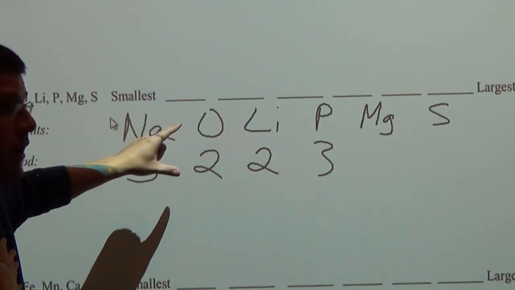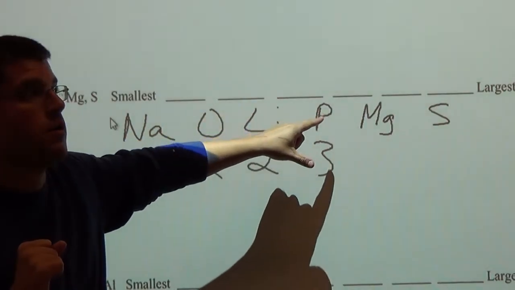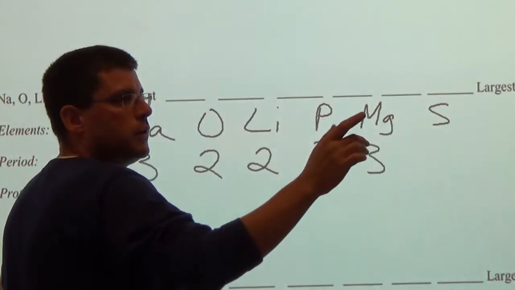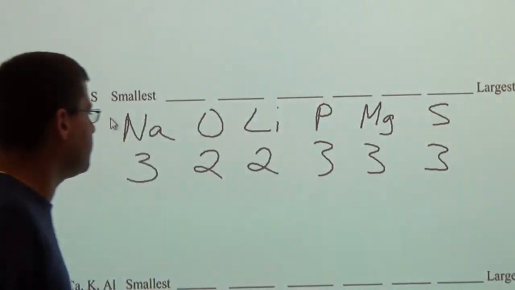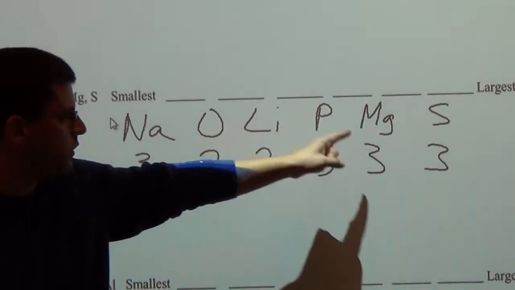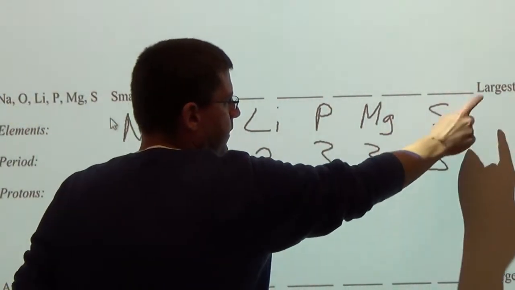I lost my focus. Sometimes that happens when you study. Let me double check. 3, 2, because this is live, I'm not editing it. 2, 3. Take your time and double check. Good. Magnesium, 3. Sulfur, 3. Obviously we know that these 2 are going to be smaller than these guys. So these 2 are going to fight to go right here. These 4 will fight for these 4 spots.